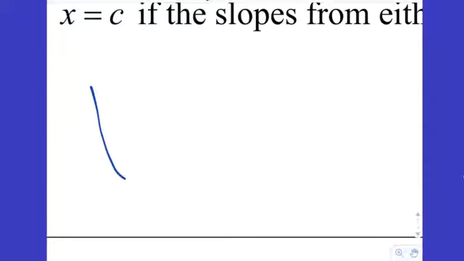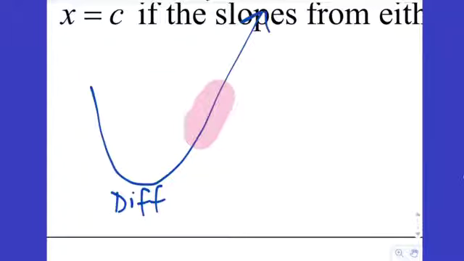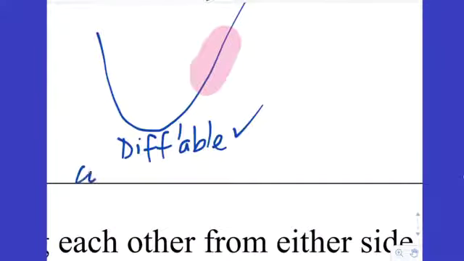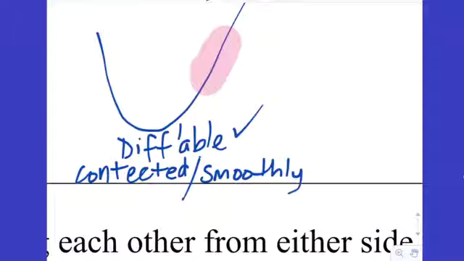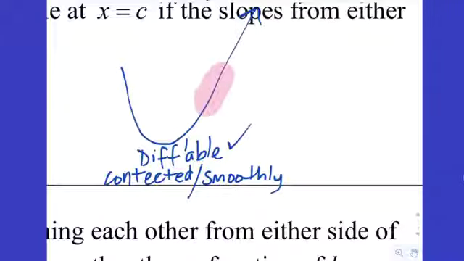So here would be an example of a parabola that changes into a line, and somewhere in there is where the exchange happens. This one we would say is differentiable, okay, because not only is it continuous, it's connected, but it's also connected smoothly. And so the slopes are merging into each other from either side.